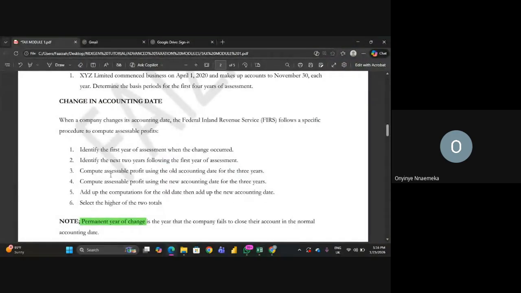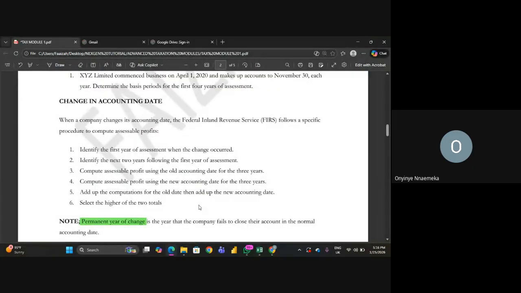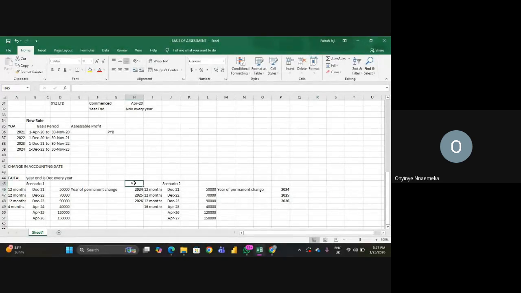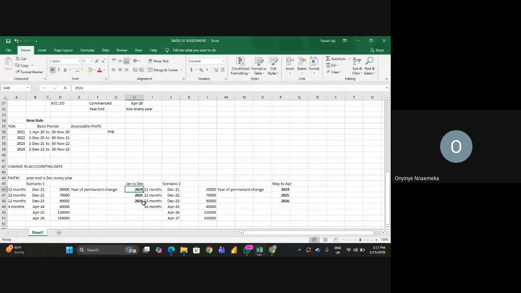Then the next one says compute using the new accounting date. Then you compute using what? May to April. Compute using May to April for these 3 years again. What do you now do after that? Add up the computation for the old date, then add up the computation for the new date. You add up the one you did for January to December. Then you also add up the one for May to April. Then what next? Select the higher of the two totals.